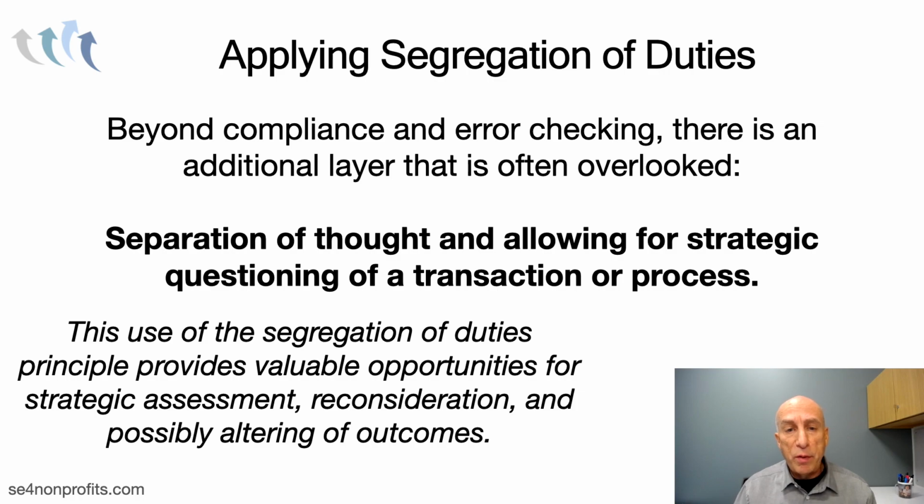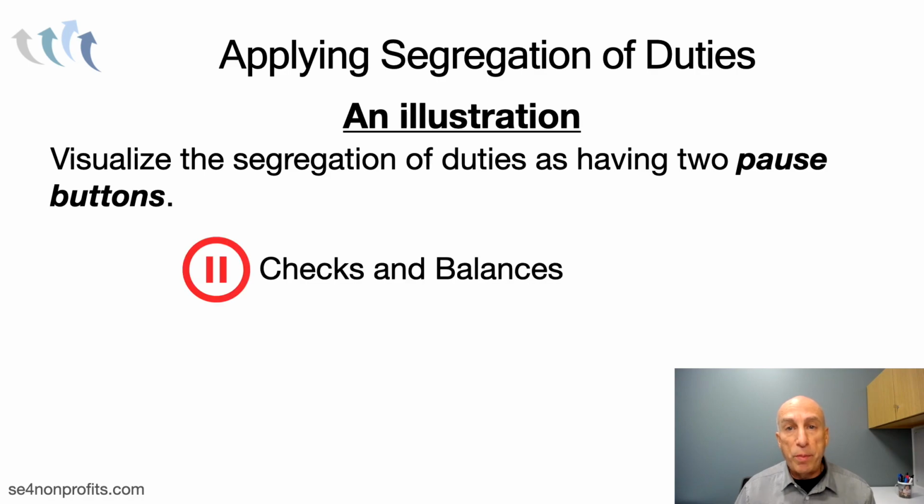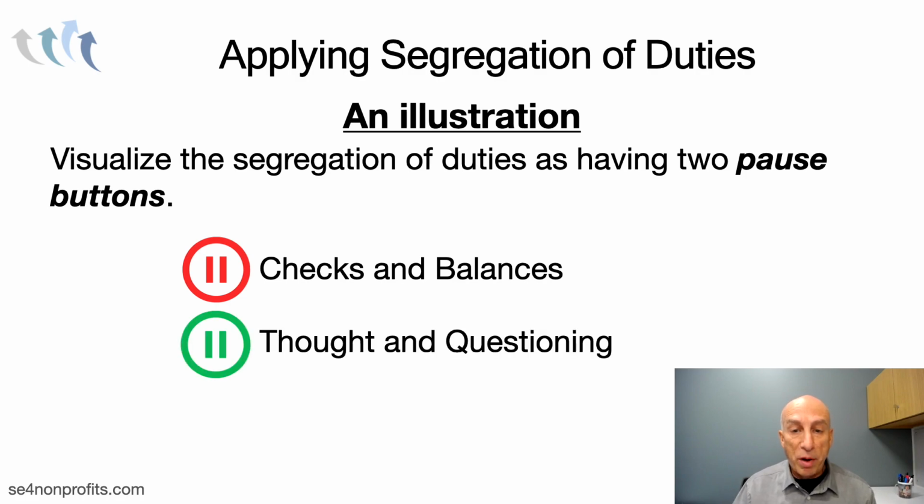And the way I want to illustrate that for you is to think of this as two sets of pause buttons when we get to a moment where we're interacting with the segregation of duties principle. Pause button number one is we're pausing quickly before that transaction or that decision is made to make sure that our checks and balances are aligned, that we have more than one person involved. But I also really like the second pause button. That's the emphasis of today's presentation, which is this thought and questioning.